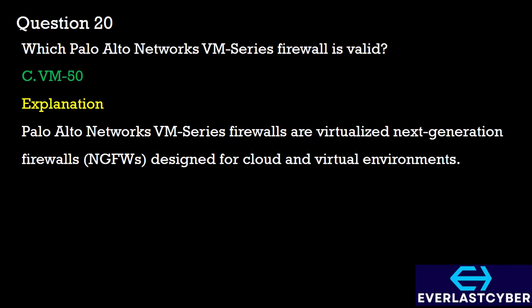The other option, VM25, is not a valid model in the Palo Alto Networks VM-Series lineup. The VM800 model does not exist in the Palo Alto Networks VM-Series firewalls, as well as VM400. So Palo Alto Networks does not offer a VM400 model. The closest options are the VM300 and the VM500. So the valid models once again are VM50, VM100, VM300, VM500, and VM700.